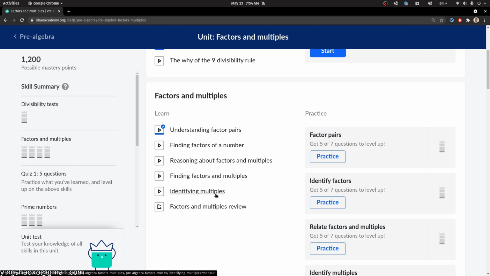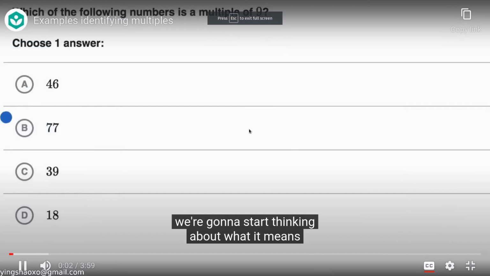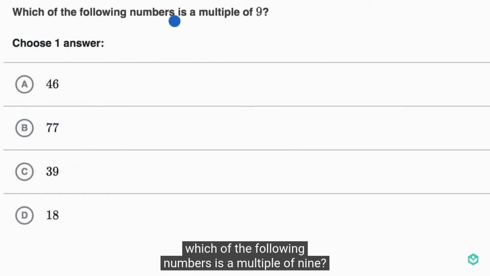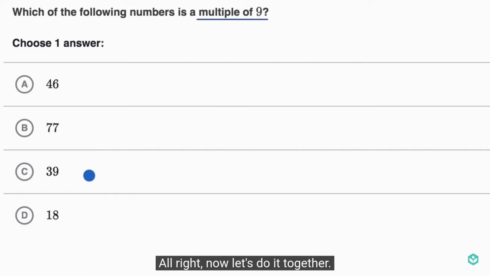Then let's have a look at the multiples. In this video, we're going to start thinking about what it means for something to be a multiple of a number. So we're asked which of the following numbers is a multiple of 9. So pause this video and see if you can figure that out. All right, now let's do it together.